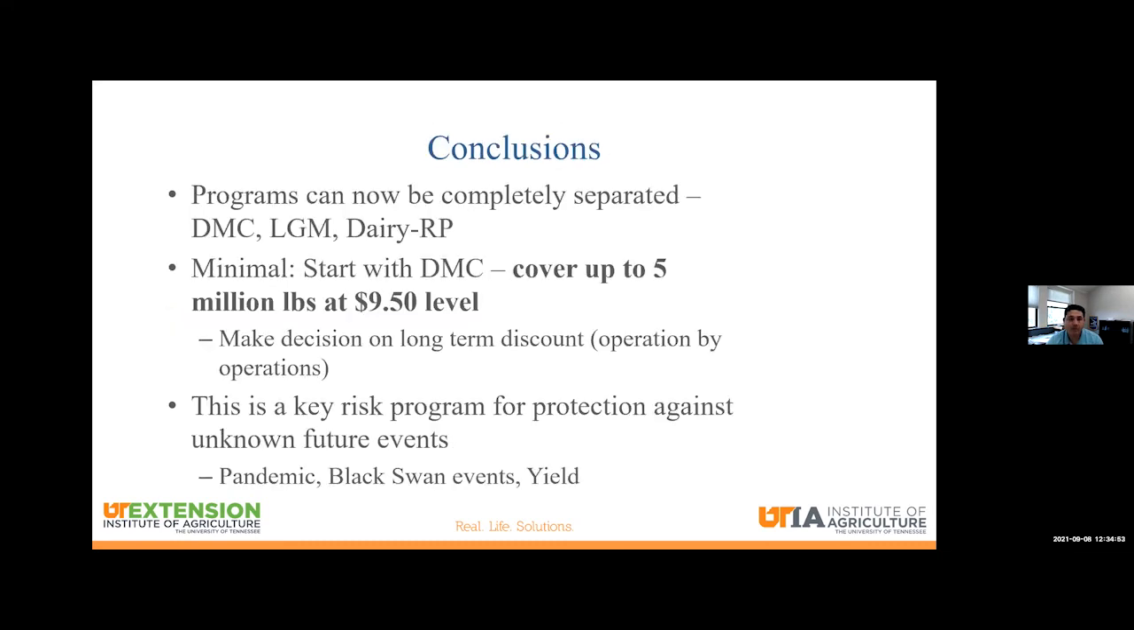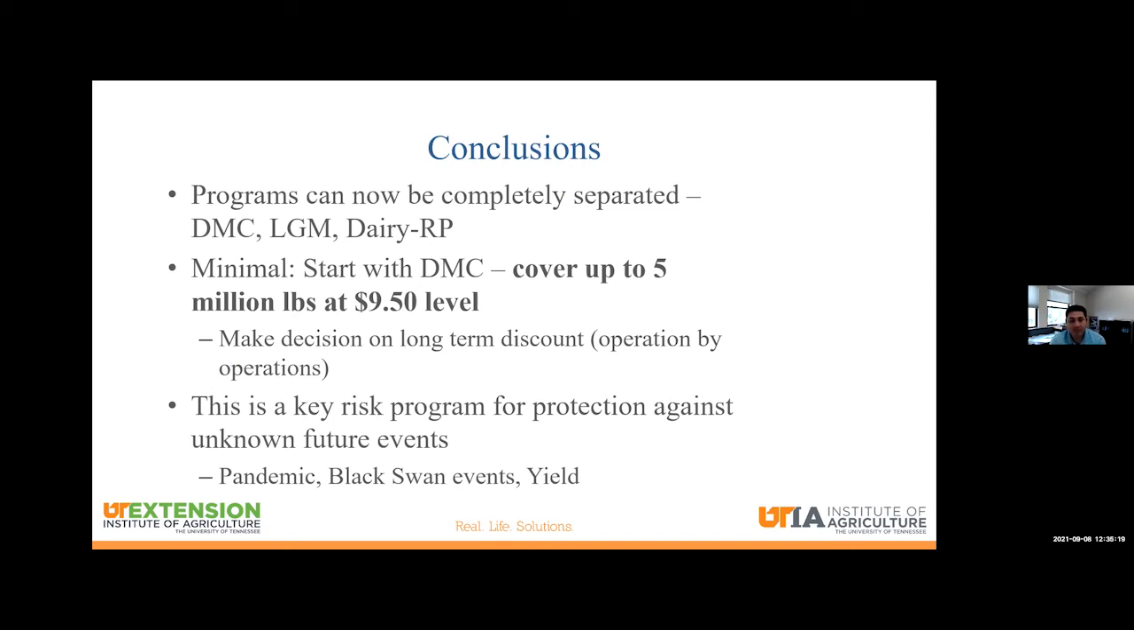So conclusions, what our key takeaways are: the programs can now be completely separated. You can do one or the other or multiple, it's fine. At the minimum, I always suggest that you utilize DMC and cover up to 5 million pounds at the $9.50 level if you can. If you're over 5 million pounds, use it.